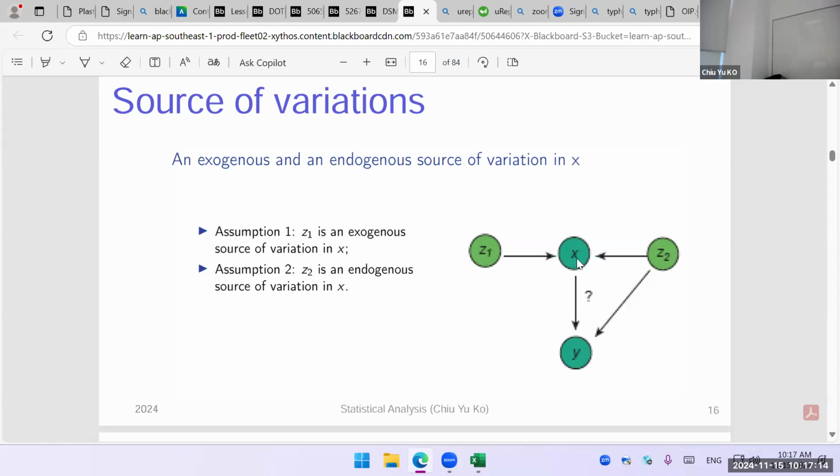But there's a Z2, right? So that also affects both. So that is called endogenous, okay? So we have to distinguish that.